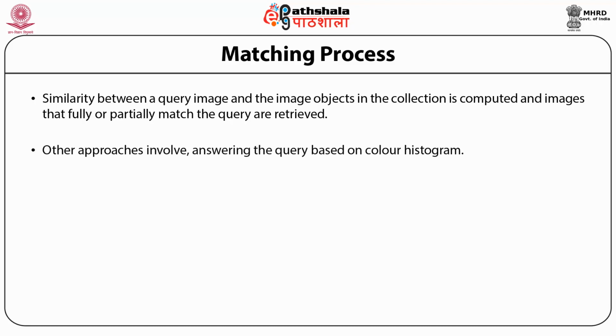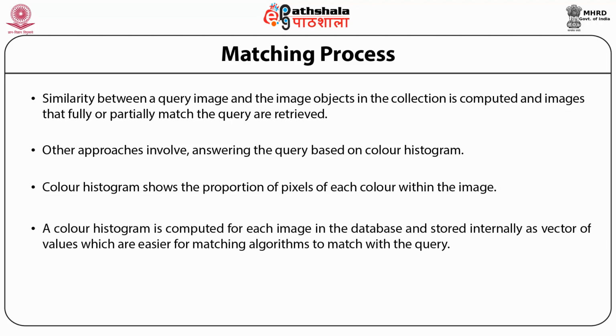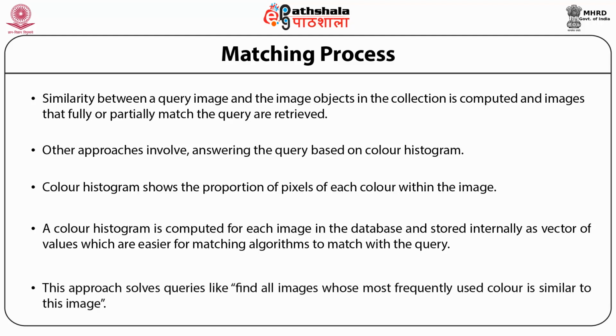Other approaches involve answering the query based on color histogram. The color histogram shows the proportion of pixels of each color within the image. A color histogram is computed for each image in the database and stored internally as a vector of values, which are easier for matching algorithms to match with the query. This approach solves queries like find all images whose most frequently used color is similar to this image. So where we want to match on the basis of the colors.